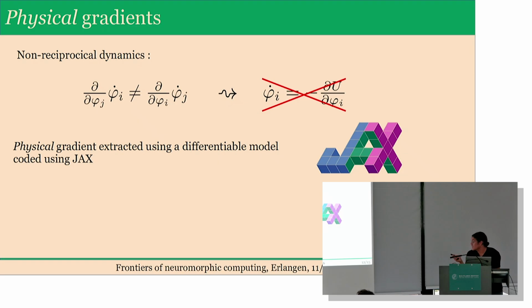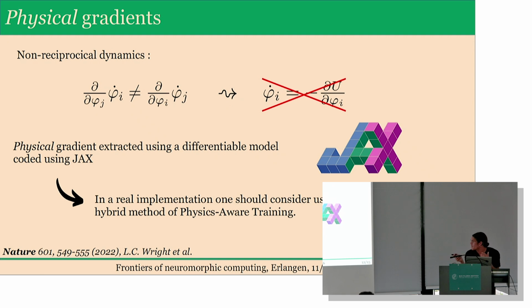So actually the way we solved this problem was to use simulation. Essentially, what we did was to create a differentiable model using JAX, which is somewhat similar to a paper from Wright, in which they use physics-aware training. Of course, this is a theoretical framework, so we cannot compute the cost function on the real implementation. So the idea was just to create a differentiable model.